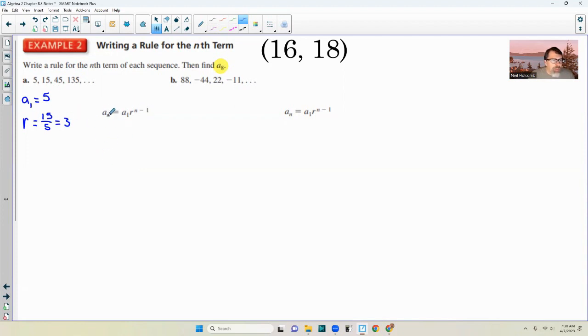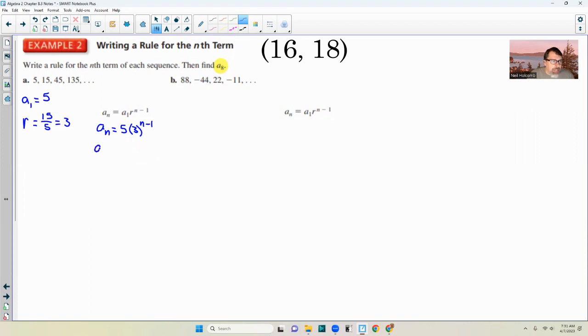So then I use my formula, a sub n equals a sub 1 times r to the n minus 1. Substitute in, so there's my rule. The rule is a sub n equals 5 times 3 to the n minus 1. And now that I have my rule, I can substitute in my n.